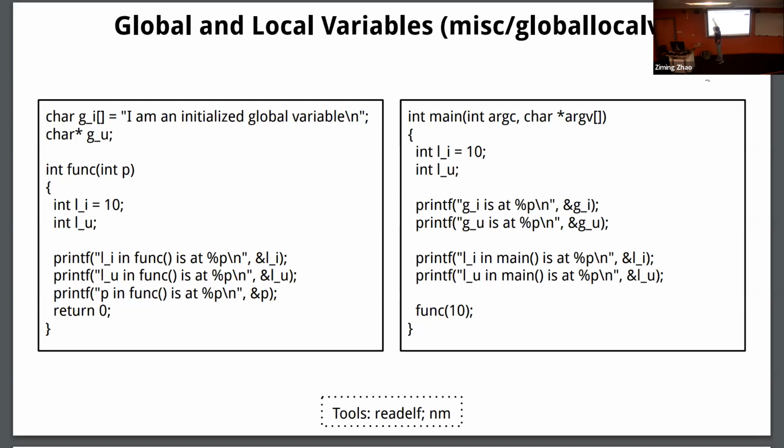So this global variable, if you program in C, you need to understand that this global variable G_I doesn't really have the string itself. It only has an address of the string. Then we have another pointer, G_U here. Then in this function, we print out the address of everything. So if we run this program, what do we expect to see?